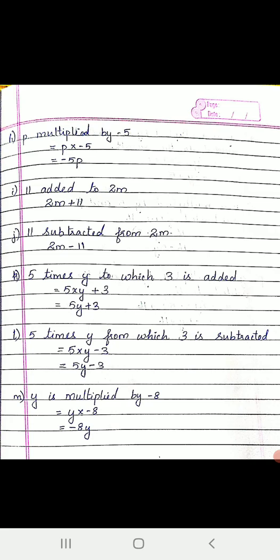5 times Y from which 3 is subtracted. So 5 times Y again you can write as 5 into Y. 3 is subtracted from it. So minus 3, which can be written as 5Y minus 3. Y is multiplied by minus 8. So Y we are going to multiply with minus 8. So Y into minus 8. Always bring number front. So minus 8Y.